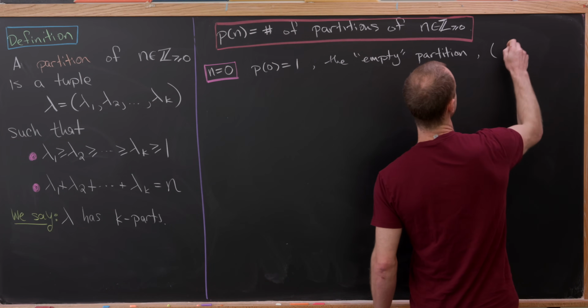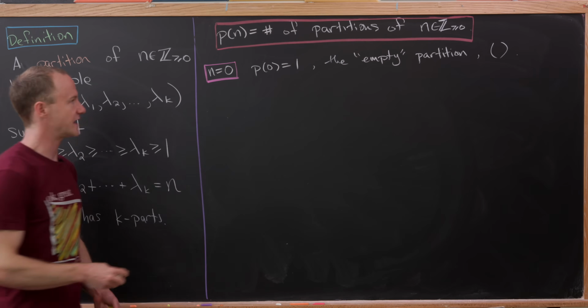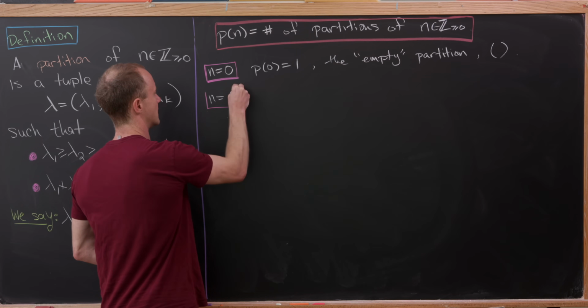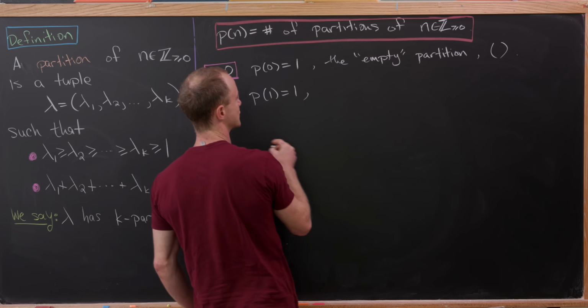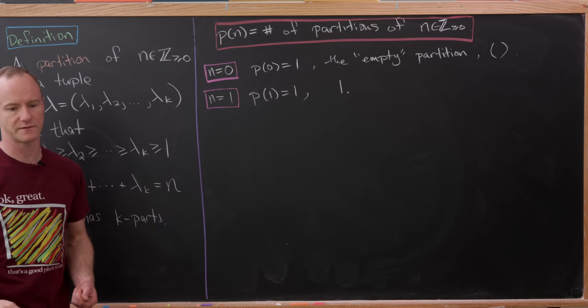And maybe as a tuple, it would look like that. So, well, there's nothing in there. Okay, so now let's move on to n equals 1. And so, well, this is pretty straightforward. Notice that P of 1 is equal to 1 because, well, we simply just have 1 itself.